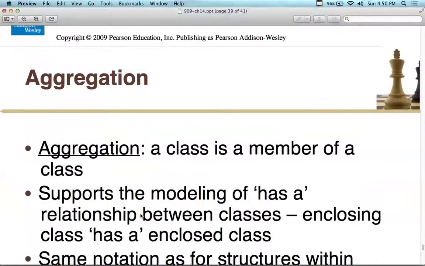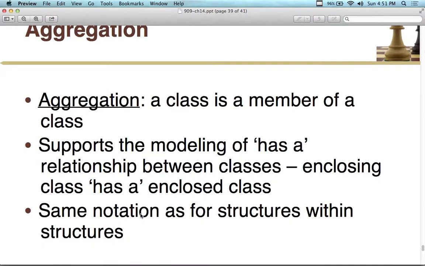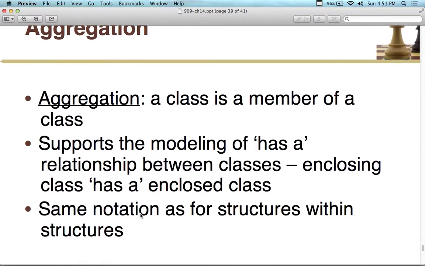So, aggregations. An aggregation is a class that is a member of another class. It's an aggregate. It belongs to the same grouping. It supports the modeling of the has-a relationship. Actually, I'm sorry, it's the has-a, not the is-a. The is-a is an identity thing. A triangle is a polygon. A rectangle is a polygon. If you have a has-a, the modeling is a relationship between classes where one encloses or has inside of it another class, or an aggregate.